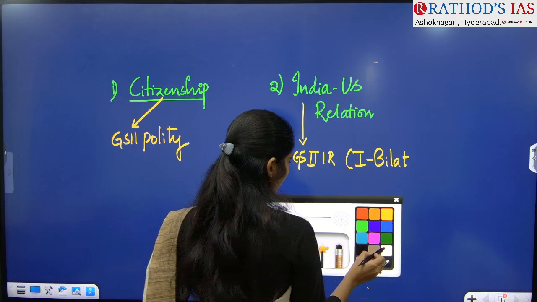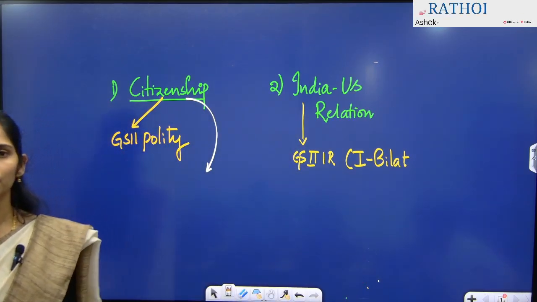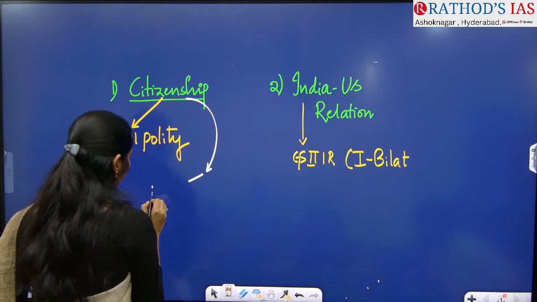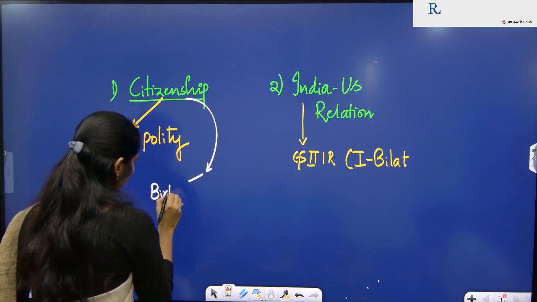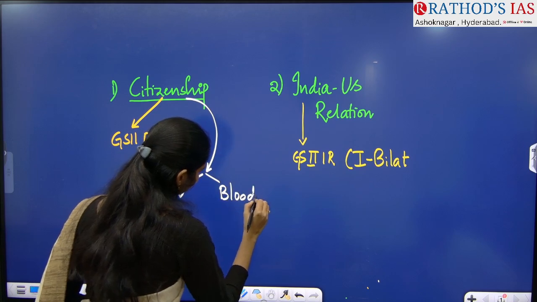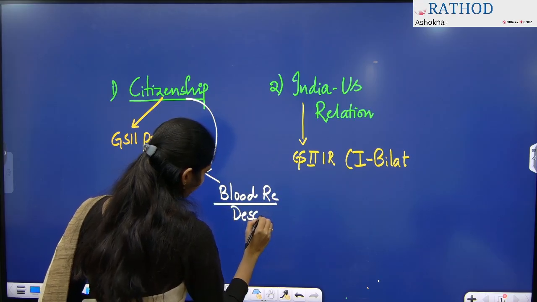Now let us see this concept of citizenship. How can you get citizenship? Normally we have two ways. The first way is by birth. The second way is through blood relation, that means nothing but through descent.